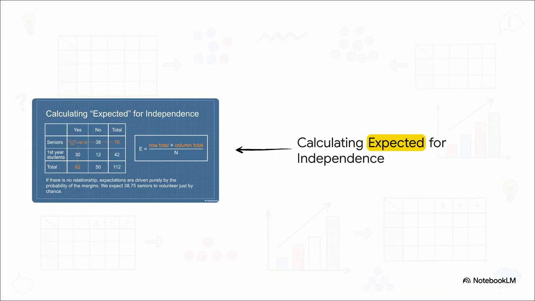To run our discrepancy engine on this, we need both observed and expected values. But where do the expected values actually come from in a test of independence? This is crucial. They are calculated purely from the data margins. Think about it. If there is genuinely no relationship between being a senior and wanting to volunteer, we can calculate the mathematical expectation just by multiplying the row total by the column total and then dividing by the total number of participants, n. It's driven entirely by the mathematical probability of those margins.